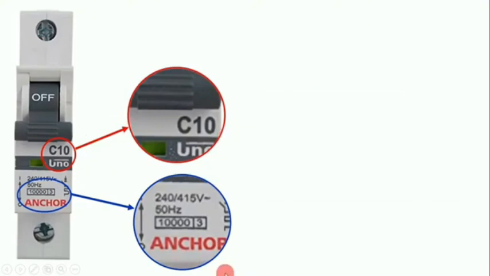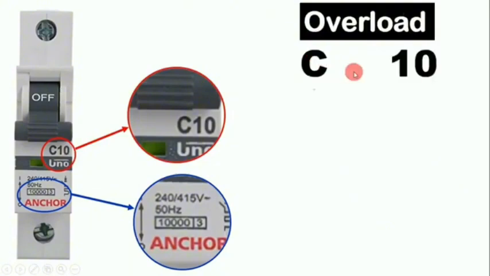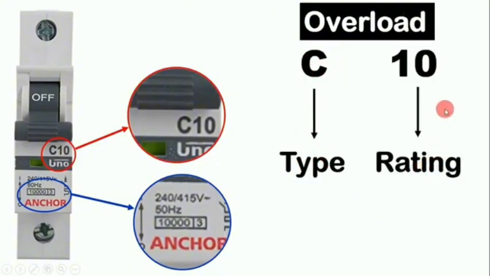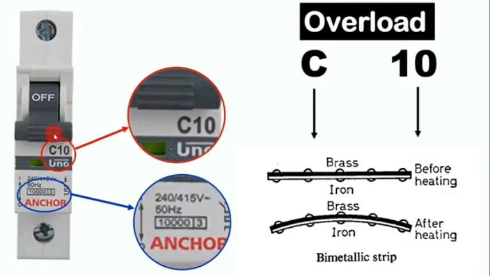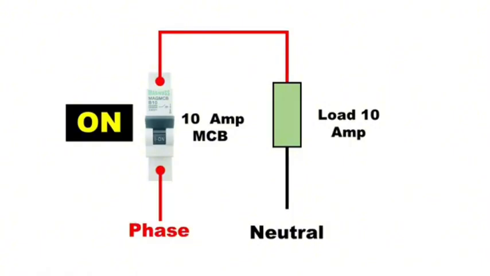Friends, as I told you, on the MCB, if C10 is written, then it has two meanings. C means type and 10 means current, I mean rating. Friends, here 10 is written, so you know that this MCB can carry 10 ampere current. And when 11 ampere current starts flowing through this MCB, it will trip. Friends, this MCB trips on 10 ampere, but the bimetallic strip present inside the MCB needs some time to get warm. It means the moment 10 ampere current starts flowing through this MCB, it will not trip instantly. It needs time to trip.